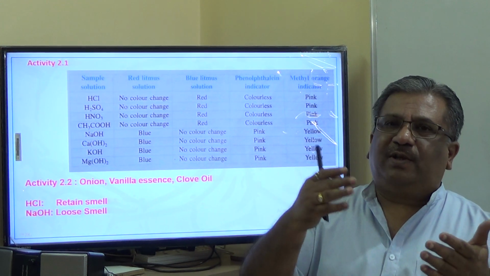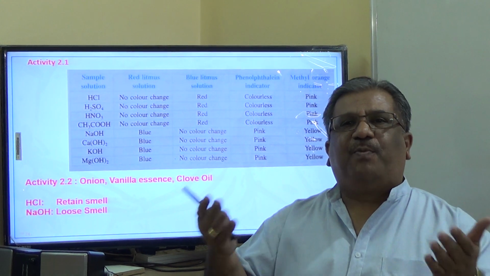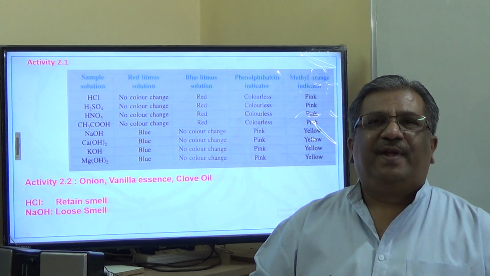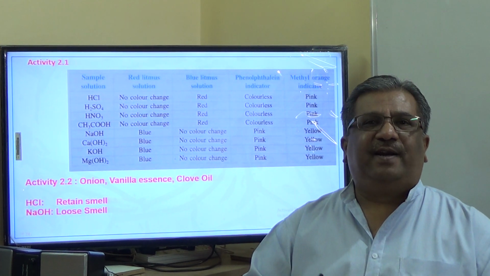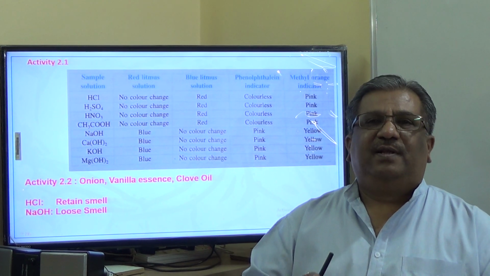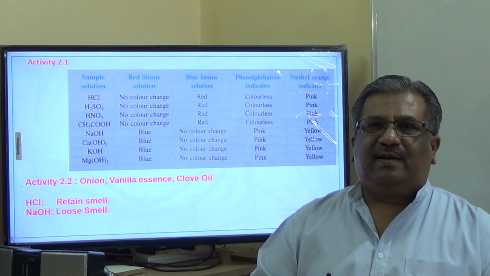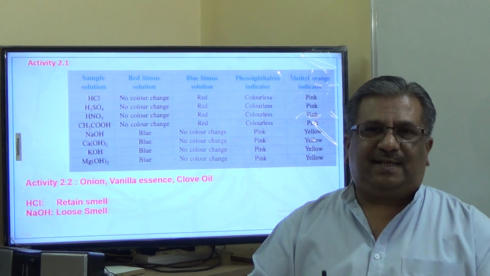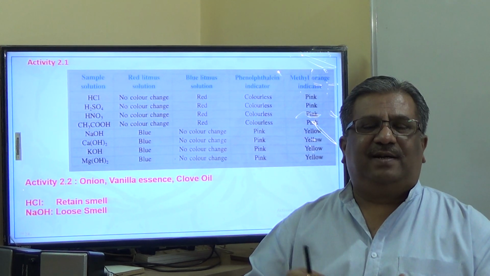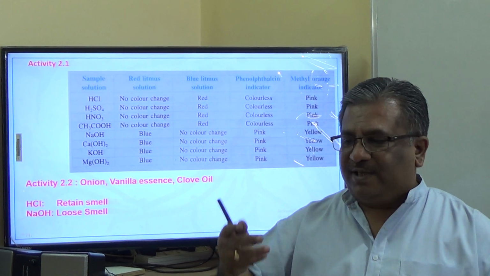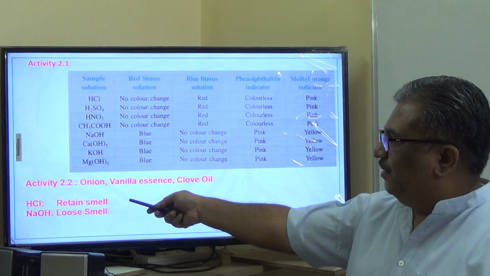Whereas on the piece of cloth where you put sodium hydroxide and rinsed with water, you will not find the smell of onion at all. Meaning, the olfactory indicator onion retains its smell in acid's presence and loses its smell in basic substances. So that is the observation we have written here.